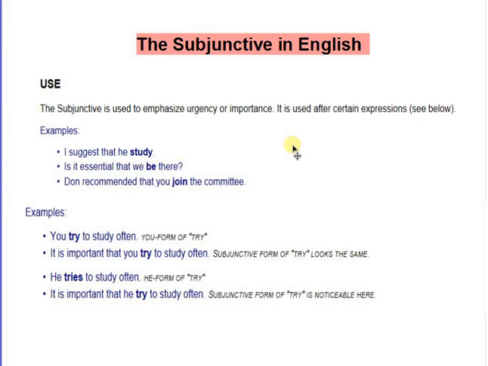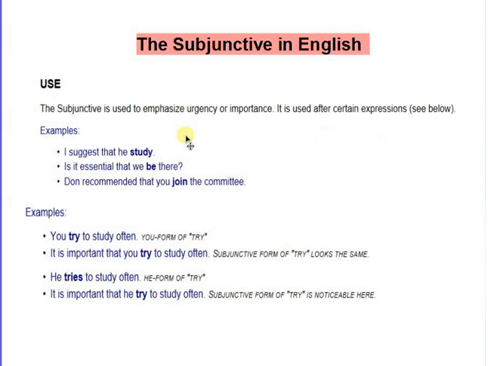Before we go through the subjunctive again in Spanish, how about if we see some examples of the subjunctive in English? Yes, that's right. We also have the subjunctive in English. When do we use the subjunctive in English? Well, it is used to emphasize urgency or importance. It is used after certain expressions that we call impersonal expressions.